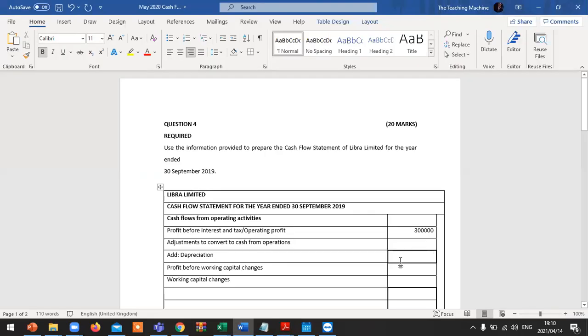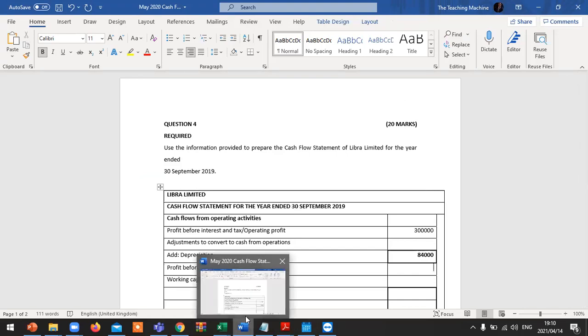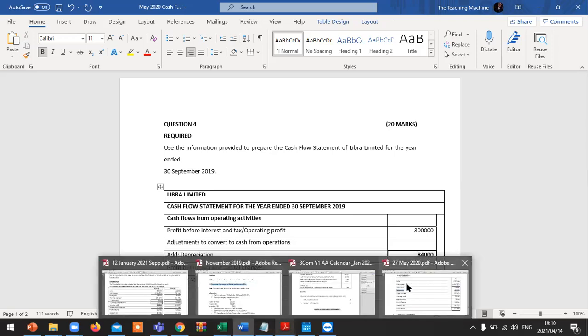Now let's record our depreciation, 84,000 rands. We're going to record 84,000 rands here. And then we're going to add 300,000 plus 84,000 rands. But before that, let's quickly check why we do not have any loss on the sale of an asset. Let me check.